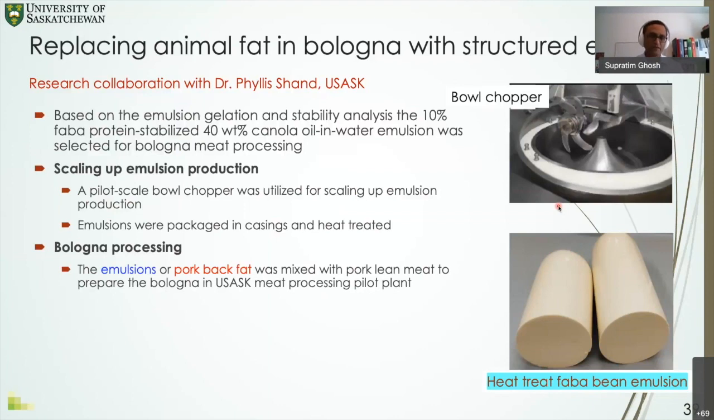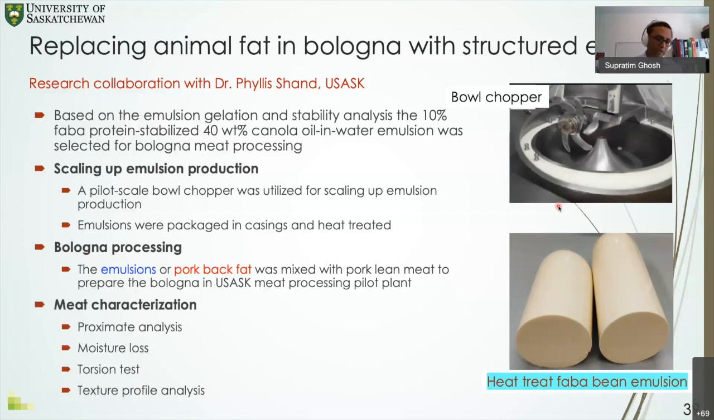And so what we did in bologna processing is we either mixed the pork lean meat with emulsion or with pork back fat. And we used appropriate controls to have a high fat and a low fat animal fat, versus emulsion, versus canola oil or cooked emulsion. And then we did all the tests.